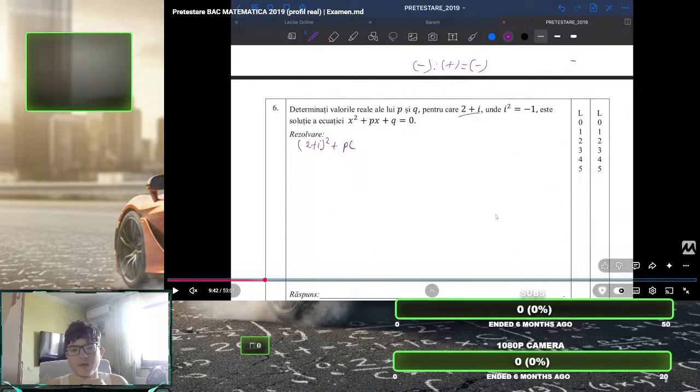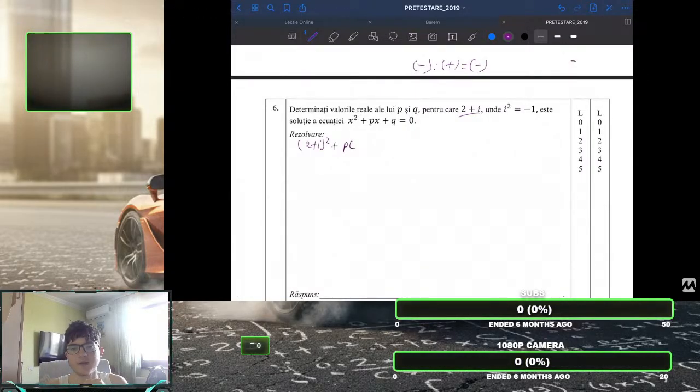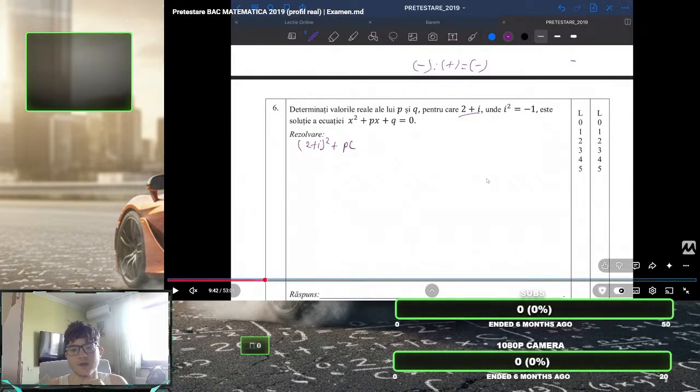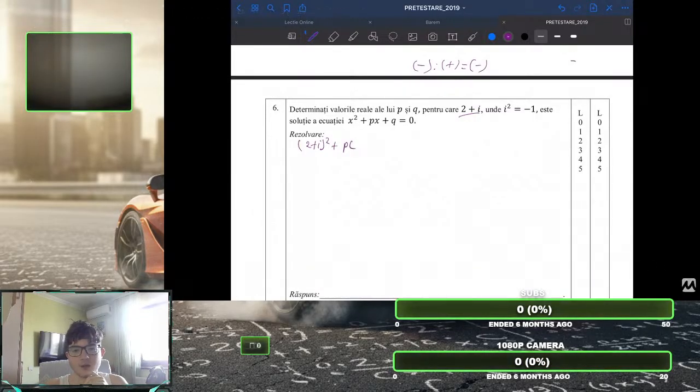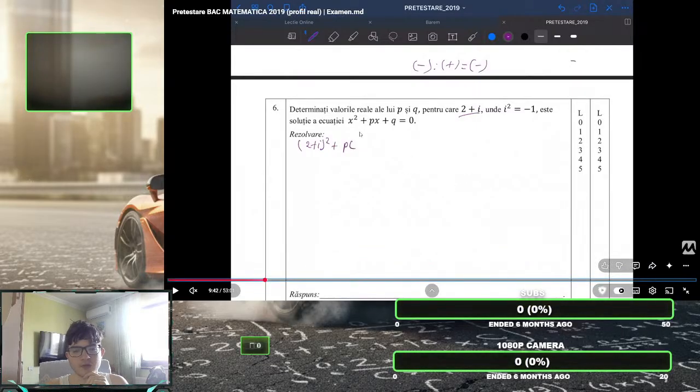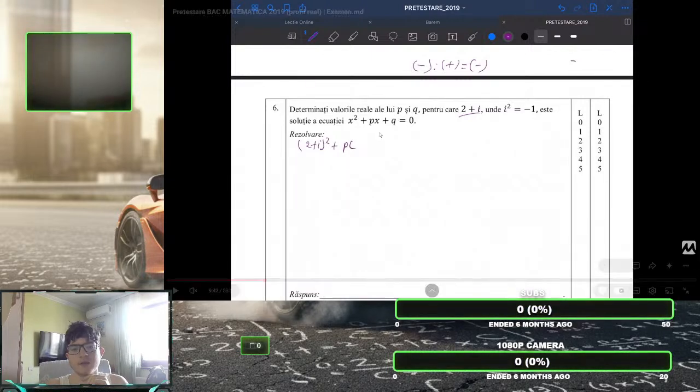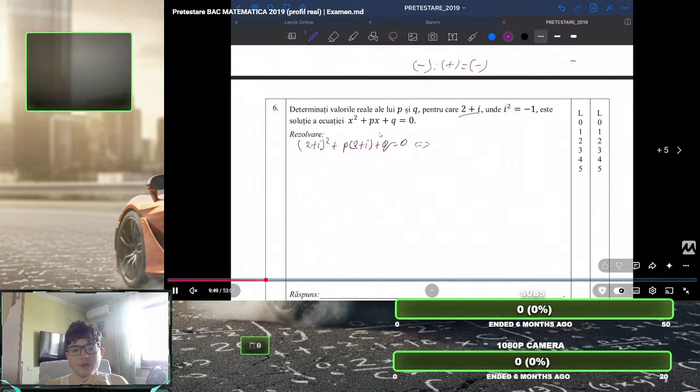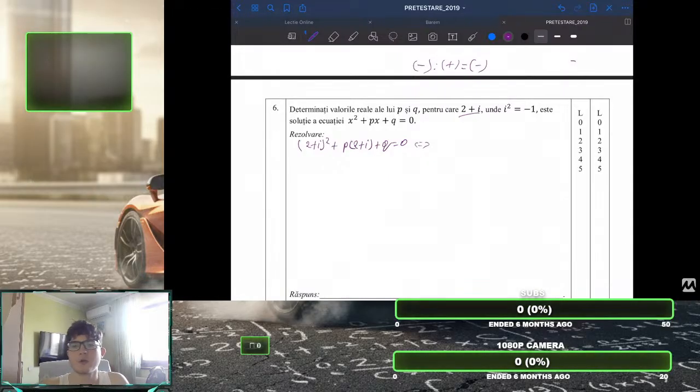Here we have some imaginary numbers, exercise typical. So find values, real values of P and Q, knowing that 2 plus i is a solution to this equation. So obviously i to the second power is minus 1. So instead of x, you just plug in 2 plus i and work from here. Use the general formula right there, 2 plus i to the second power, general formula, and so on.